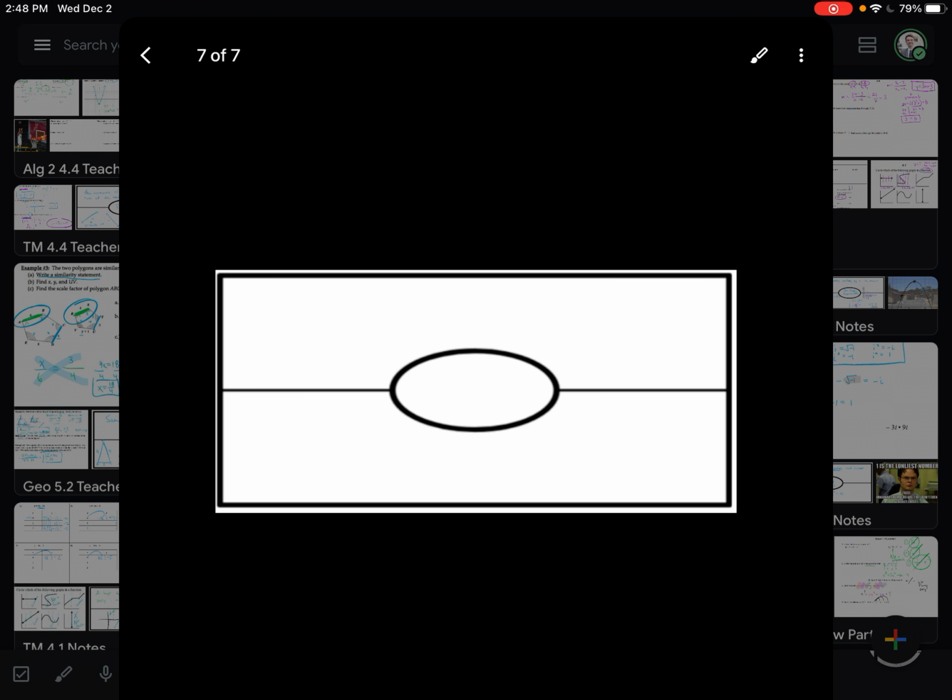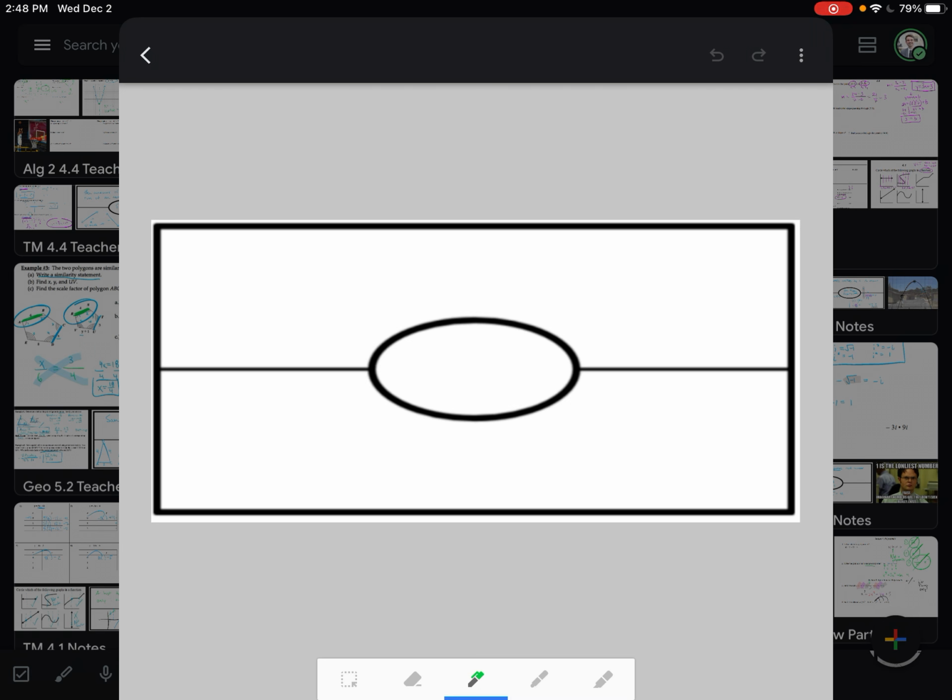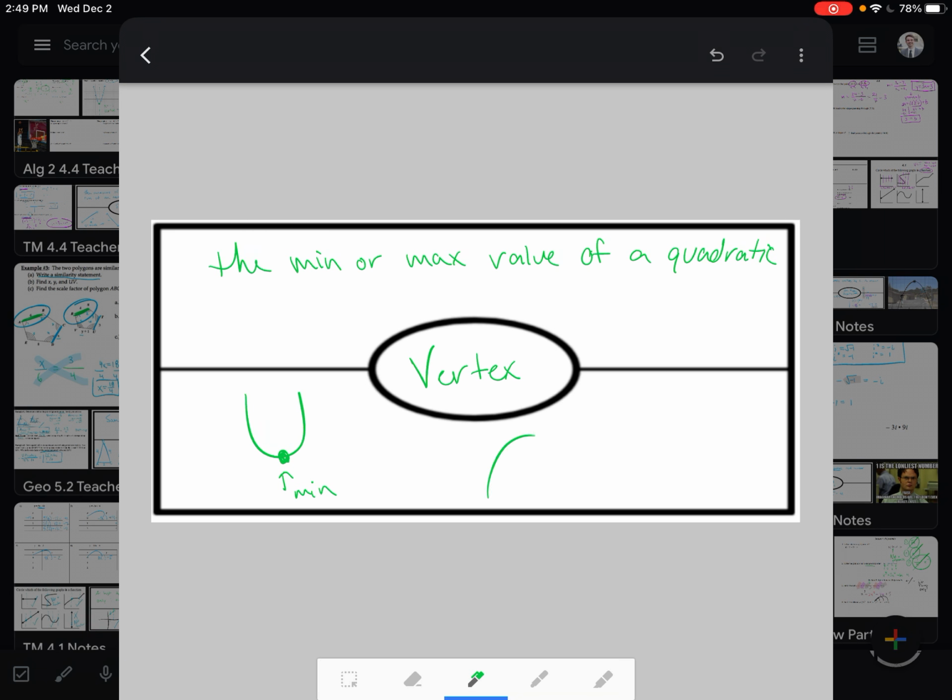All right, so a second thing, we've been talking a lot about a vertex, but let's make sure that we're all on the same page in terms of what it means. So a vertex is the min or max value of a quadratic. So if we're looking at this here, vertex is on the bottom. That is a min, that's a vertex. If it's on the top, that is a max, also a vertex. And again, the coordinates for the vertex, we have x equals negative b over 2a.